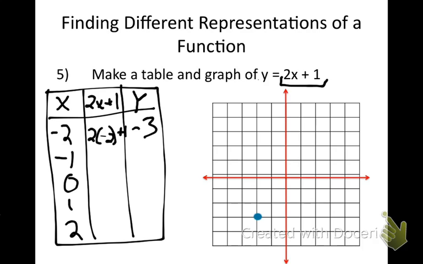Next, I plug in negative 1. So 2 times negative 1, plus 1. 2 times negative 1 is what, Reagan? Plus 1? Nice job. And I can plot that point. Negative 1, negative 1. Do the same thing with 0. If I plug in 0, what do I get for an output, Sean? 1. So 0, 1.